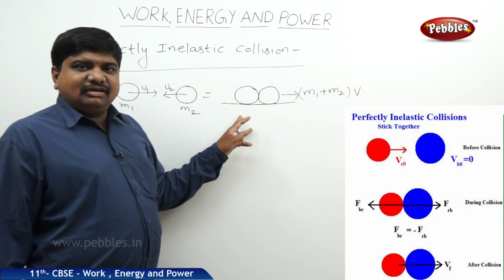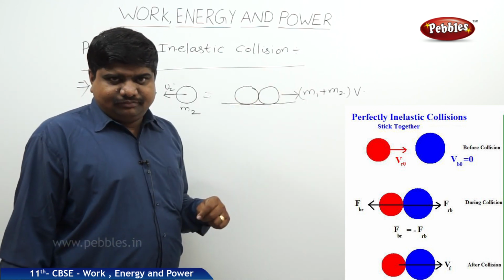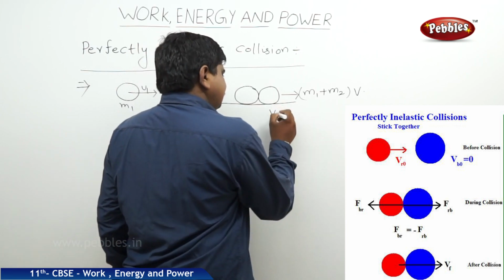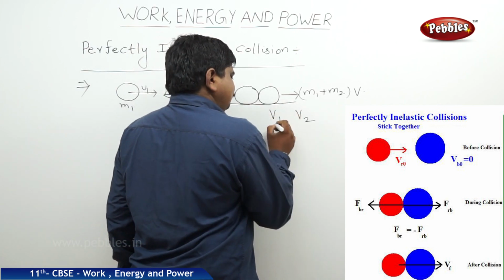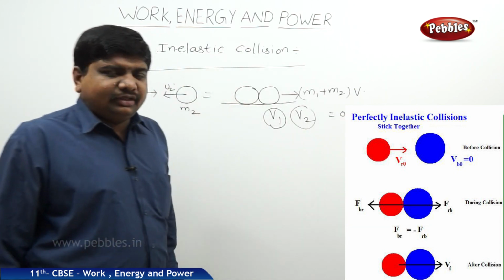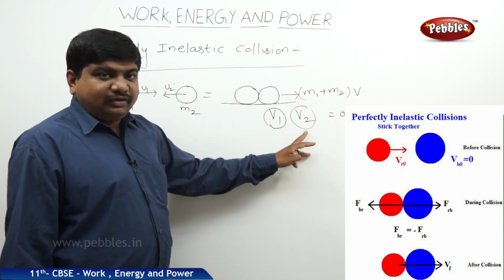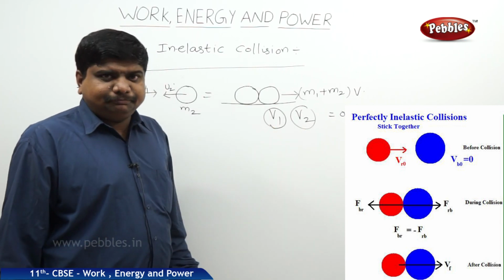That means the total mass will become m1 plus m2, and each one's velocity will become v. That means v1 and v2, either v1 or v2 should be 0. If v1 is 0, v2 will become v. If v2 is 0, v1 will become v.